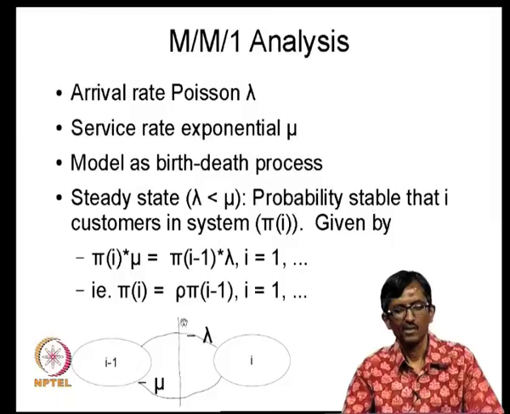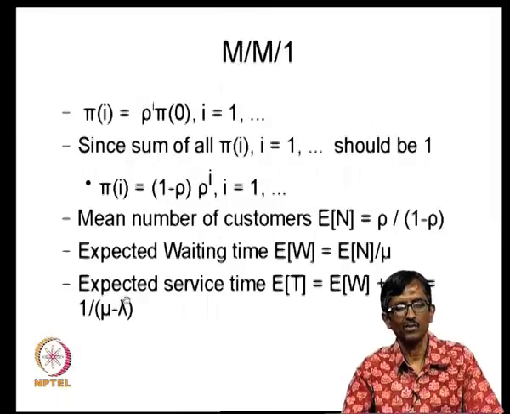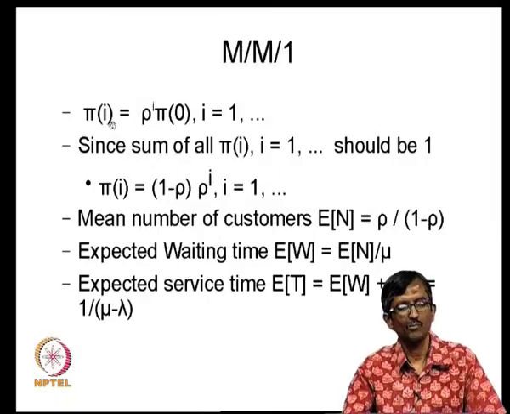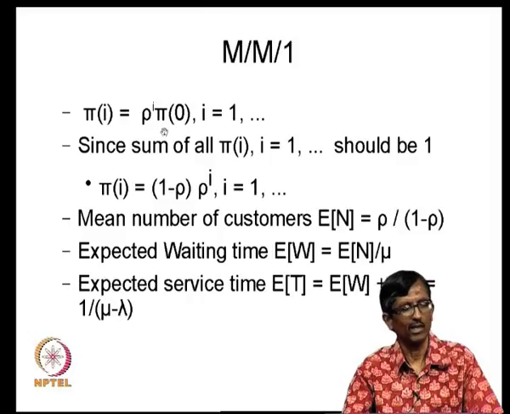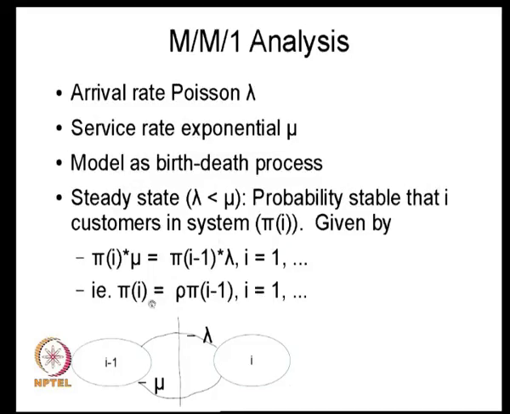Okay. So it turns out from this you can compute pi of i equal to rho to the power of i times pi of 0. How does it happen? You can just unroll this. So pi of 1 equals rho pi of 0, then pi of 2 will be rho times pi of 1, then pi of 3 will be rho times pi of 2, etc. Okay, so essentially you will get this.